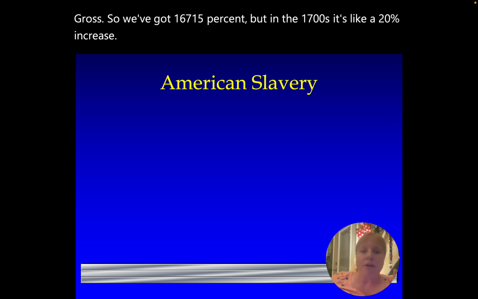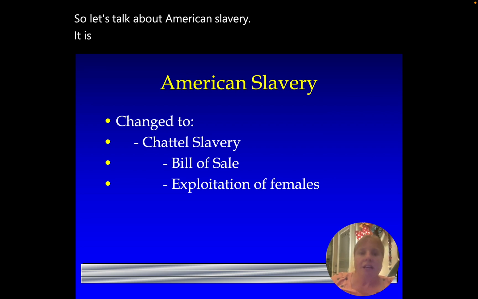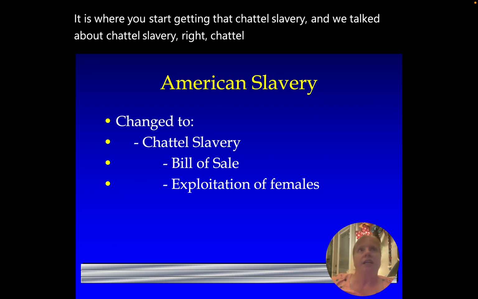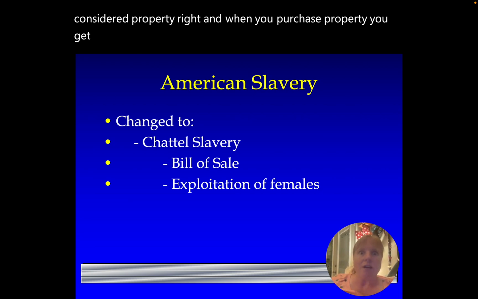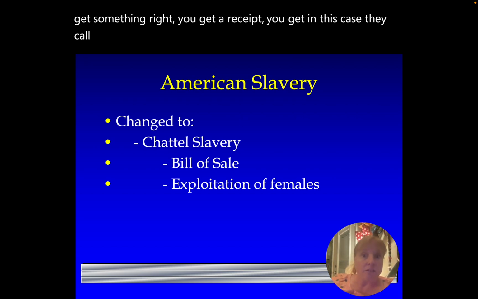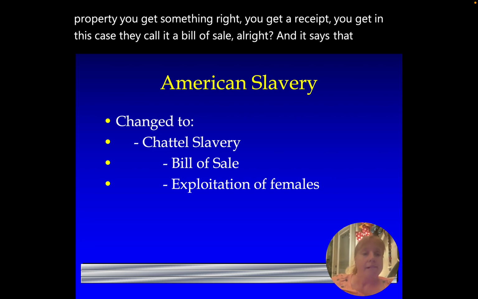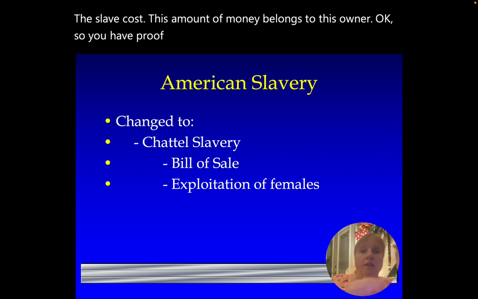So let's talk about American slavery. It is where you start getting that chattel slavery. And we talked about chattel slavery, right? Chattel slavery is the slaves are considered property, right? And when you purchase property, you get something, right? You get a receipt. You get, in this case, they call it a bill of sale, all right? And it says that the slave cost this amount of money, belongs to this owner. Okay, so you have proof that says that you own this slave.